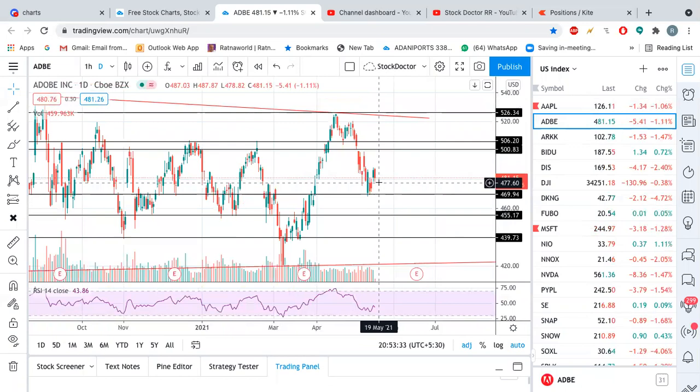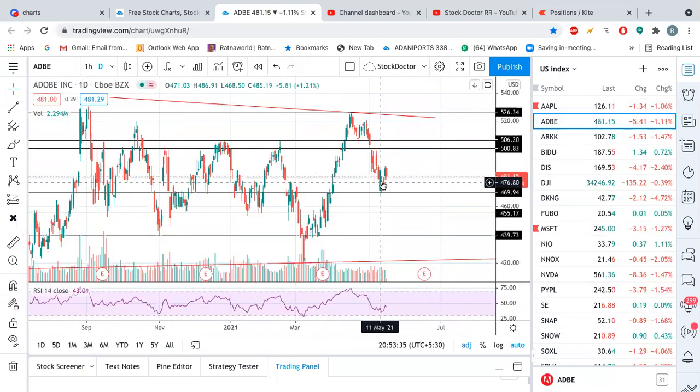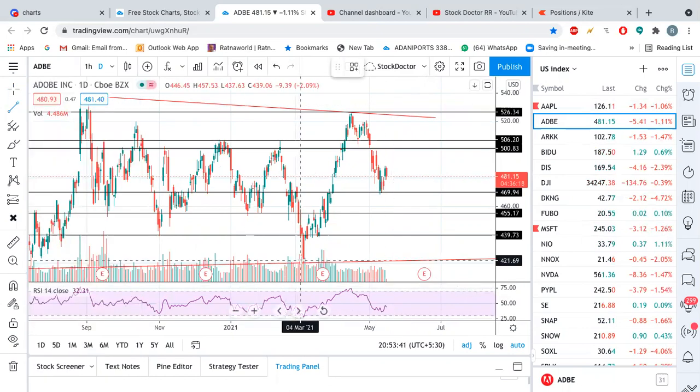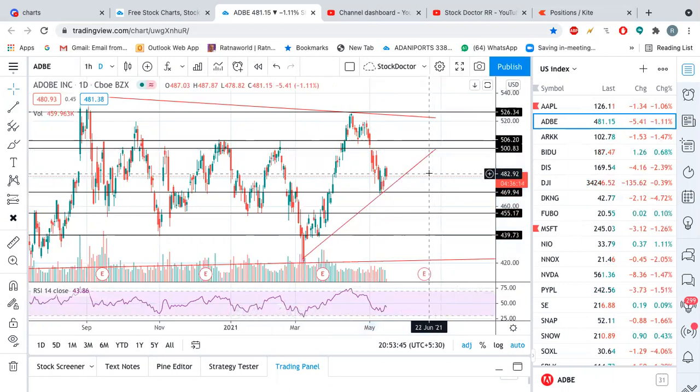So I would not be a buyer at this point of time, but if it comes near the support, then I will see the market direction at that time and I will buy there.